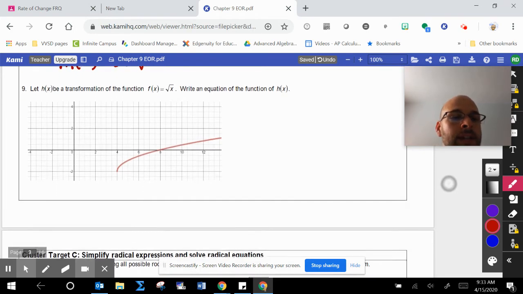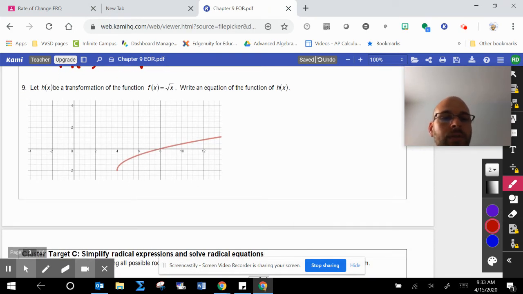Now, number 9 says let h of x be a transformation of the function f of x equals the square root of x. Write the equation for the function below this, h of x here. So this graph is of h of x. Now the original, I don't know if you guys are aware, but you can use your calculator, or you can use Desmos. The original square root function starts at the origin, right? So if I go from the original to this new graph here, I want to know what transformations took place. And it looks like there was a shift to the right and a shift down.